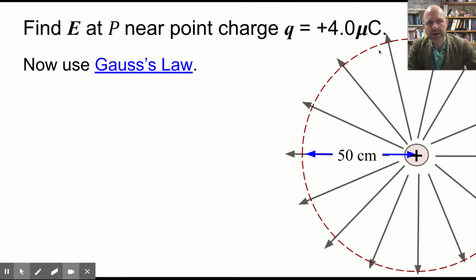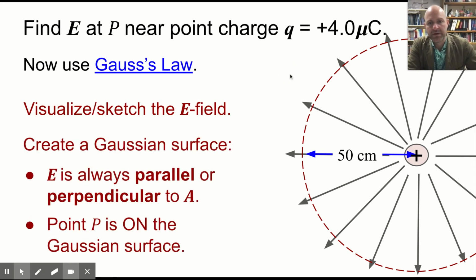Now, if we're to use Gauss's law, we need to follow our procedure, which is first to sketch and visualize the electric field radially outward. We draw a Gaussian surface. And now, because this is in a two-dimensional plane, the drawing space, right, the screen, I have just drawn a circle representing the whole sphere around it. And that sphere or that circle goes through the point that I care about, that is 50 centimeters from the center, right?